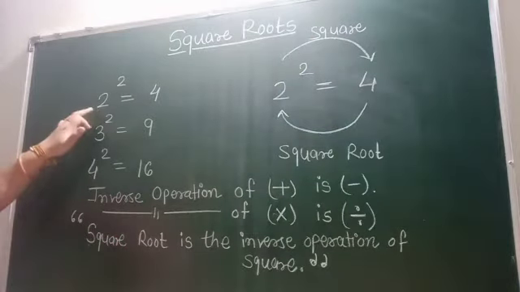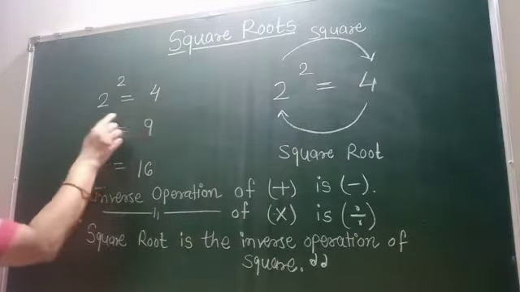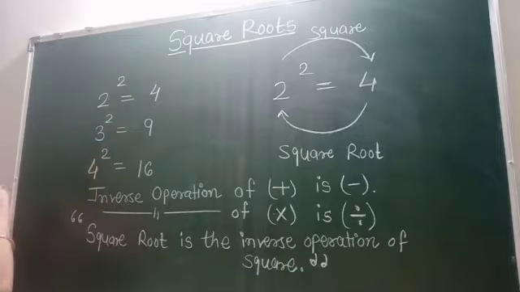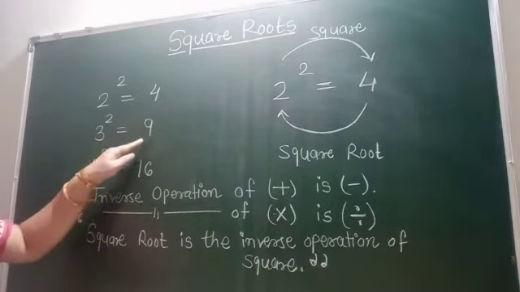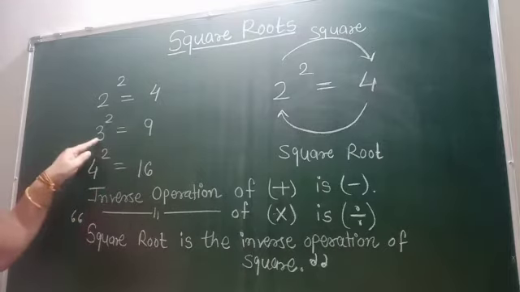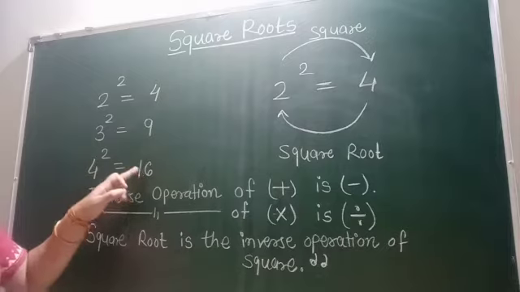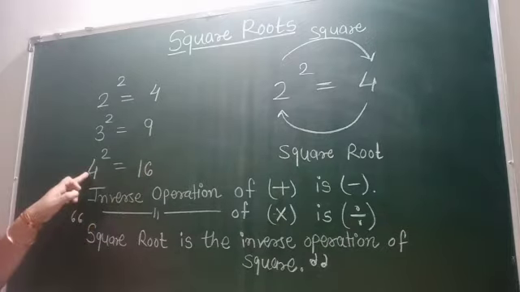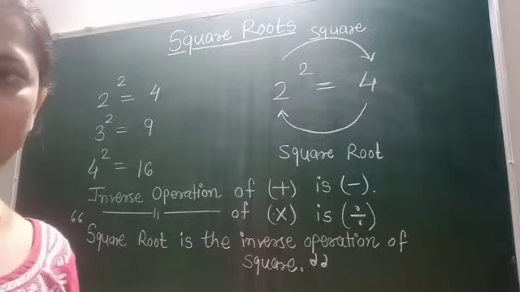Once again, see this example. As we know, square of 2 is 4. So, square root of 4 will be 2. And square of 3 is 9. So, square root of 9 will be 3. Square of 4 is 16. So, square root of this 16 will be 4. So, students, square root and square are inverse operations.